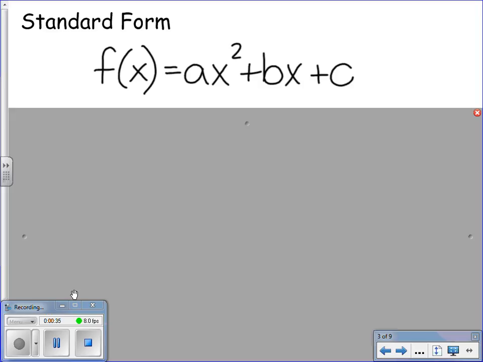Chances are you've seen this before in Algebra 1. Most Algebra 1 classes were able to talk about standard form. Usually in the end of second semester you talk about quadratics. Okay.